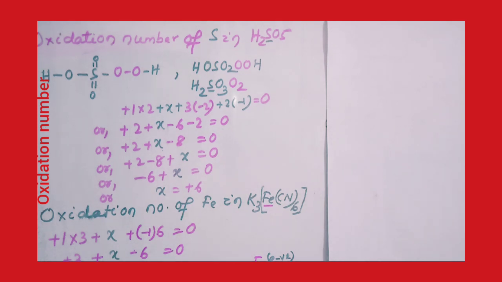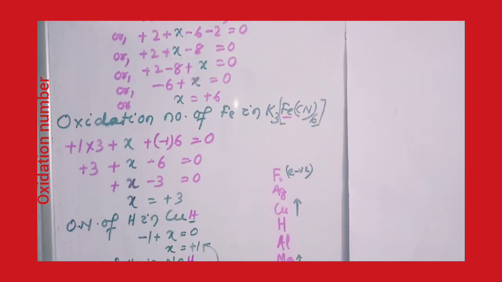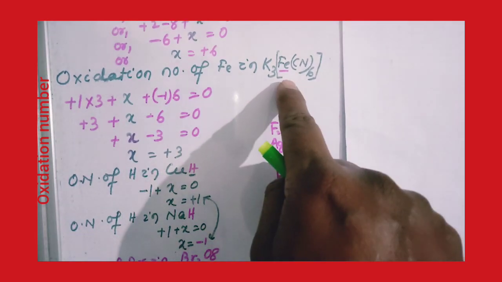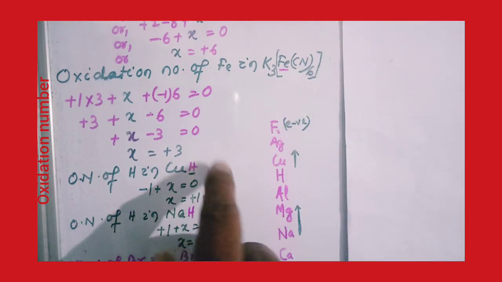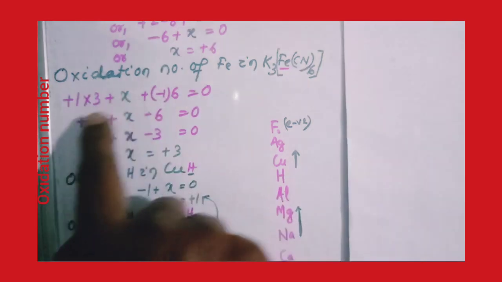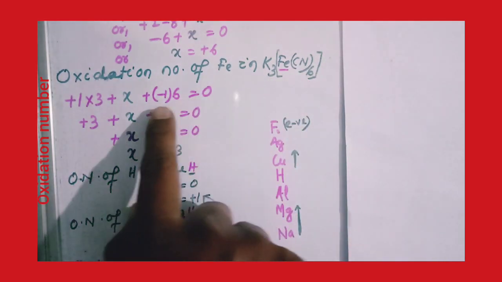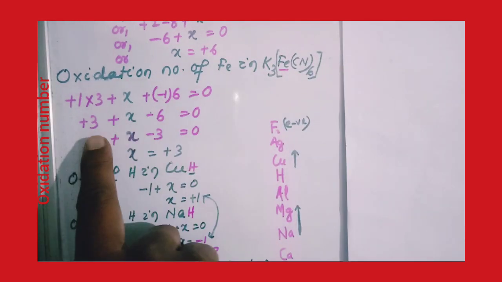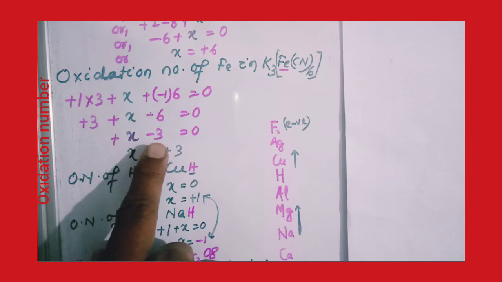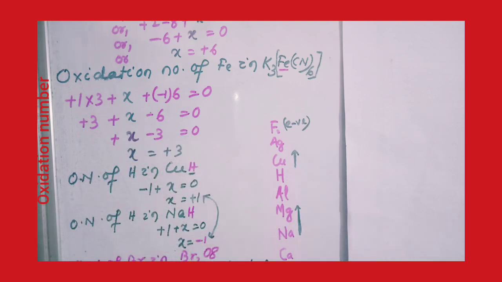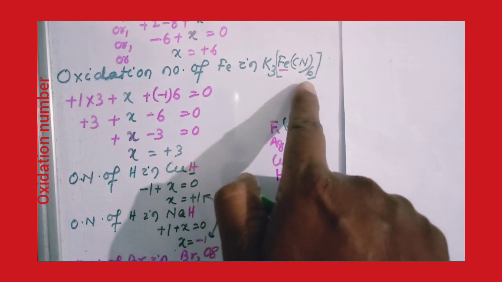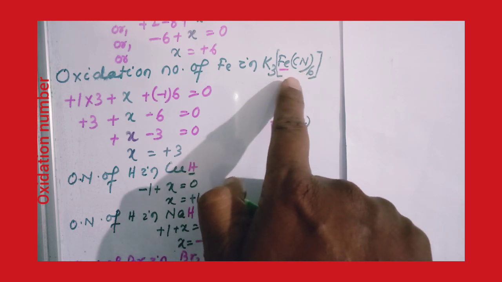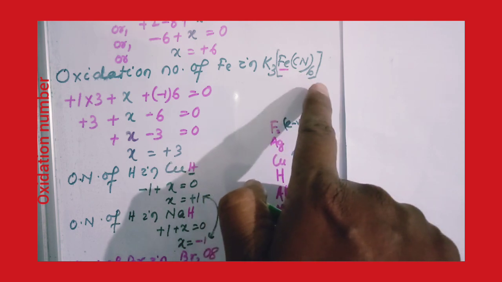Let us take another example, potassium ferricyanide, K3[Fe(CN)6]. That is a complex compound. In complex compound, the oxidation number of Fe can be calculated. You see, for potassium it is +1 into 3, for Fe it is x, and for cyanide it is -1 into 6, is equal to 0 because it is a neutral compound. Cyanide has -1 oxidation state. So +3 plus x minus 6 is equal to 0, x minus 3 is equal to 0, x is equal to +3. This compound is known as potassium hexacyanidoferrate(III), with Roman numeral 3 in bracket.